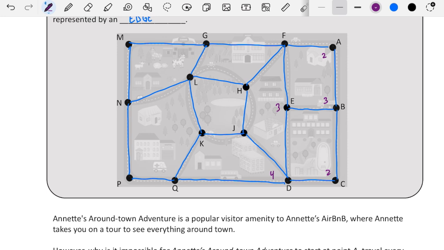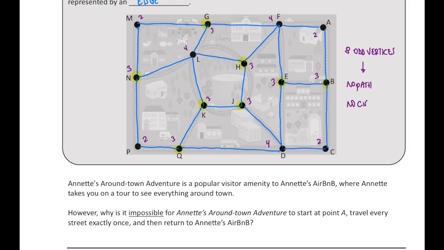4 at D, 3 at E, 4 at F, 3 at H, 3 at J, 3 at K, 4 at L, 3 at G, 2 at M, 3 at N, 2 at P, and 3 at Q. So we have here, I'm going to highlight these: 1, 2, 3, 4, 5, 6, 7, 8. We have 8 odd vertices. Therefore, no path and no circuit. And I am, of course, speaking about an Euler path or an Euler circuit.